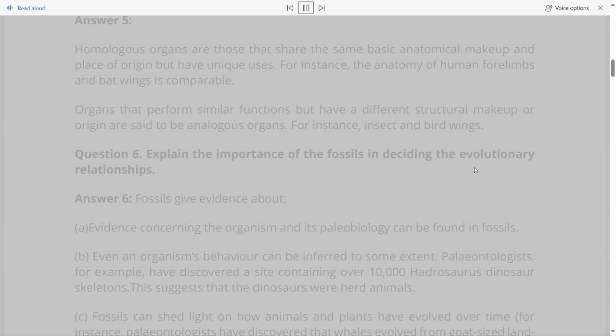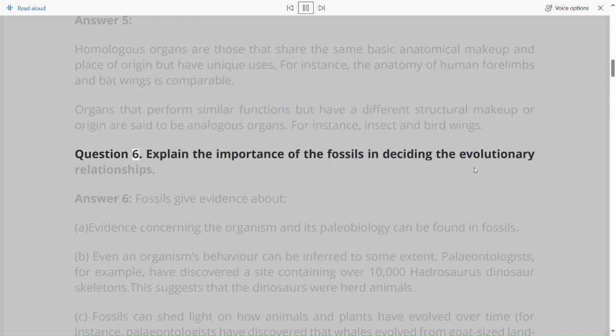Answer 5. Homologous organs are those that share the same basic anatomical makeup and place of origin but have unique uses. For instance, the anatomy of human forelimbs and bat wings is comparable. Organs that perform similar functions but have a different structural makeup or origin are said to be analogous organs. For instance, insect and bird wings.